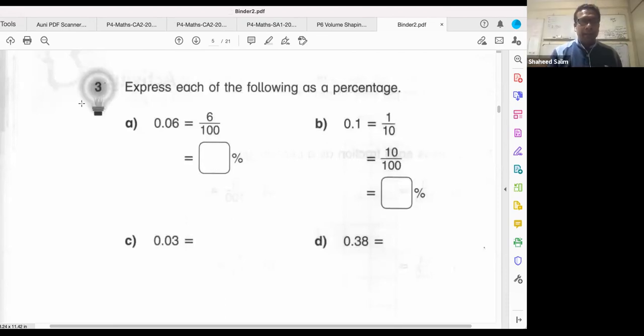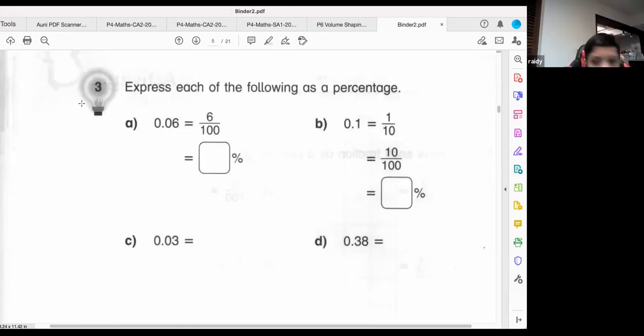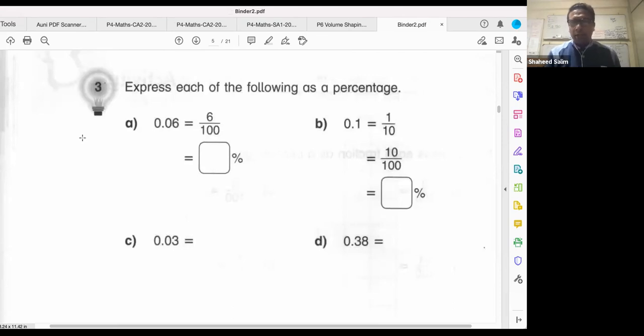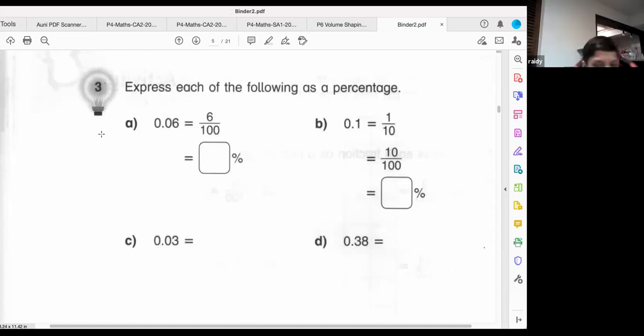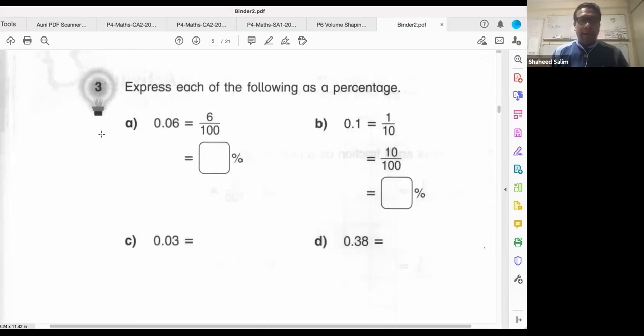Husna Shafia, let us see. Husna Shafia, A correct. Husna Shafia, B correct. Husna Shafia, C correct. And one more, Husna Shafia, where are you? What about Putera? And Farish too. Farish, okay, A correct, B correct, C correct, D correct.